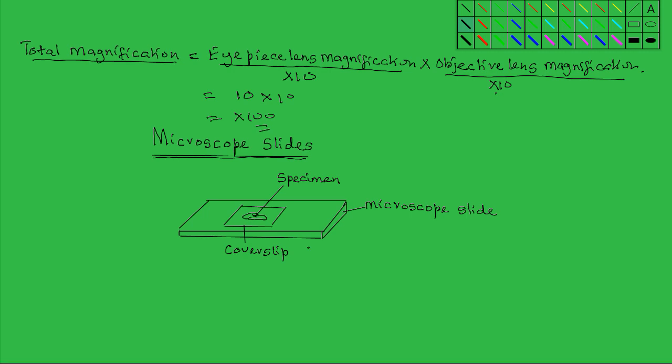Specimen is placed on the slide, and usually a very thin glass cover slip is placed on the specimen. This is mainly to protect the objective lenses from damage and staining. So this slide is then placed on the stage, and it is fastened in position by a clip. There's a clip on the stage that holds the microscope slide in position to prevent it from slipping off and falling off the microscope.